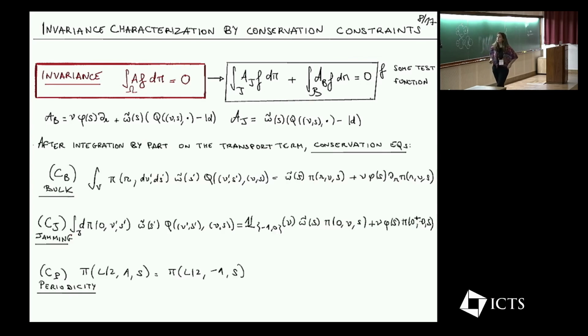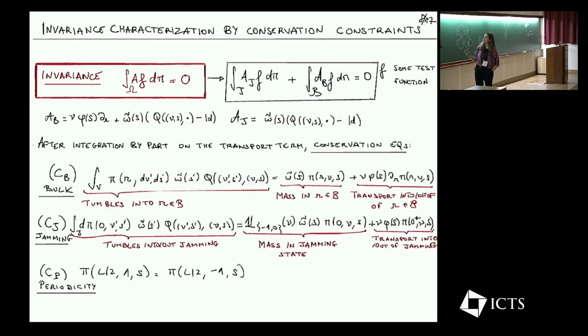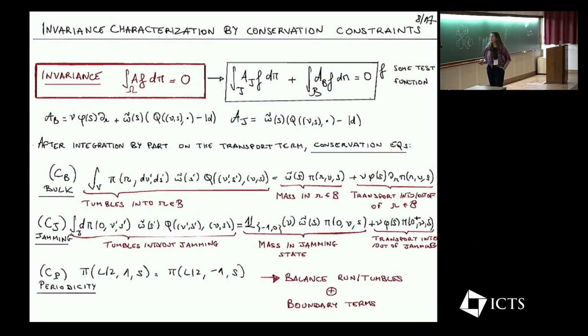And so in the end, that's why you end up with these three conservation constraints, which is that in the bulk, the tumbles and the transport compensate each other to a given probability mass in a given configuration. In jamming, it is the tumbles that are going to compensate the transport into and out of jamming. And then the periodicity is just a symmetry condition on pi. And so the important thing to understand is that in the end, these conservations are just a balance between the run-and-tumbles and some boundary terms.